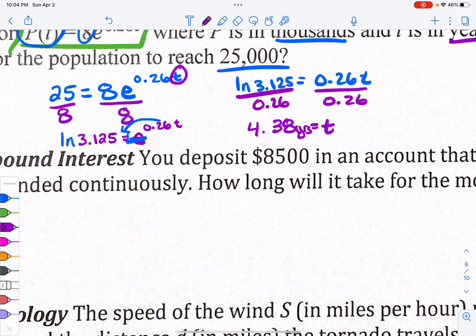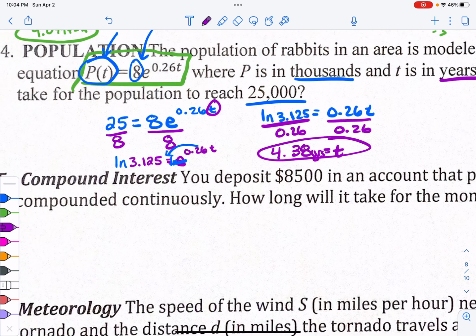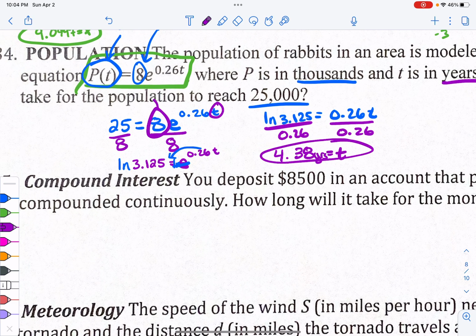We don't necessarily have to round to 4 decimal places on these story problems because we're doing years. So 4.38 years is how long it would take for 8,000 bunnies, because that's my starting amount, to become 25,000. So yeah, that's a decent amount.